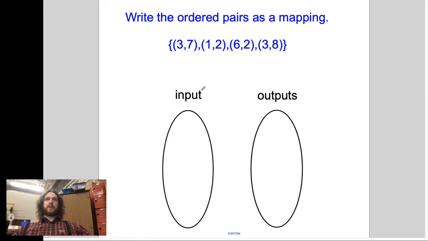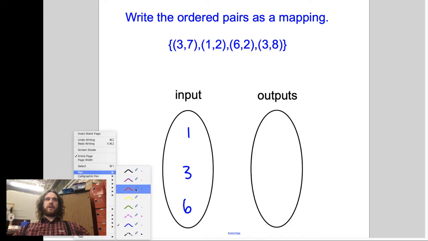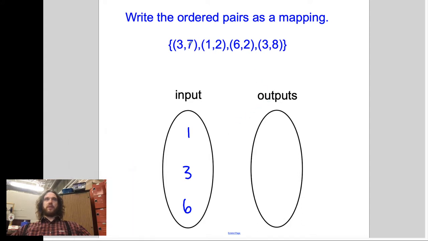Take a second to think about that. Okay, there are only 3 inputs, and in numerical order, 1, 3, 6. Okay, in our outputs, how many different outputs will there be? Well, 7, 2, and 8 are our outputs.